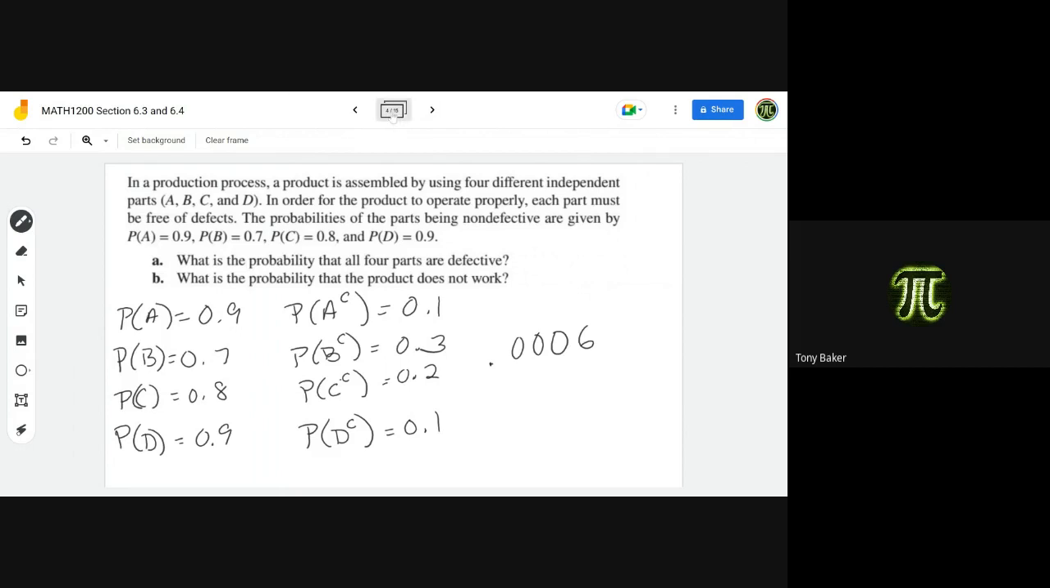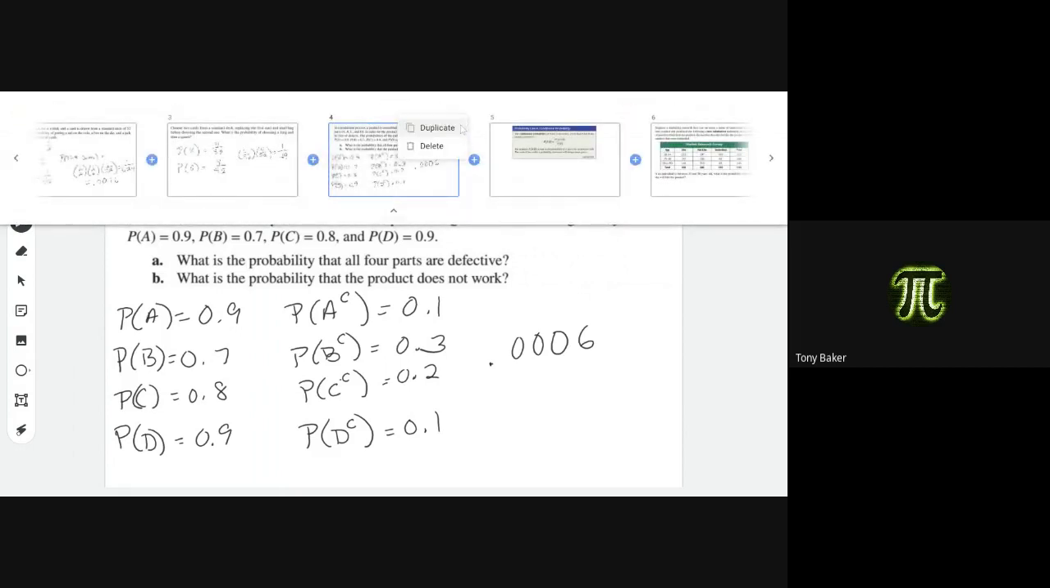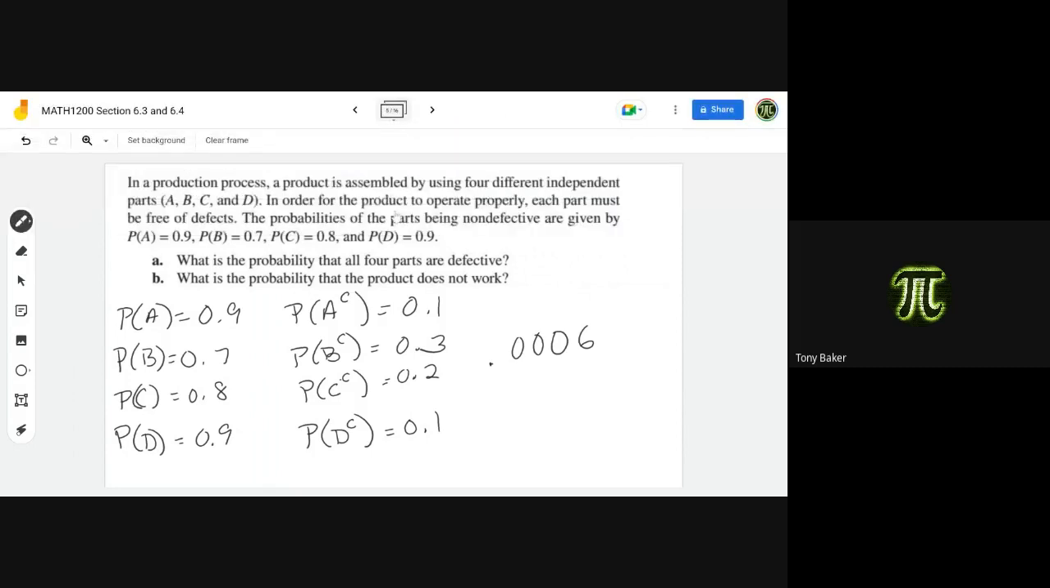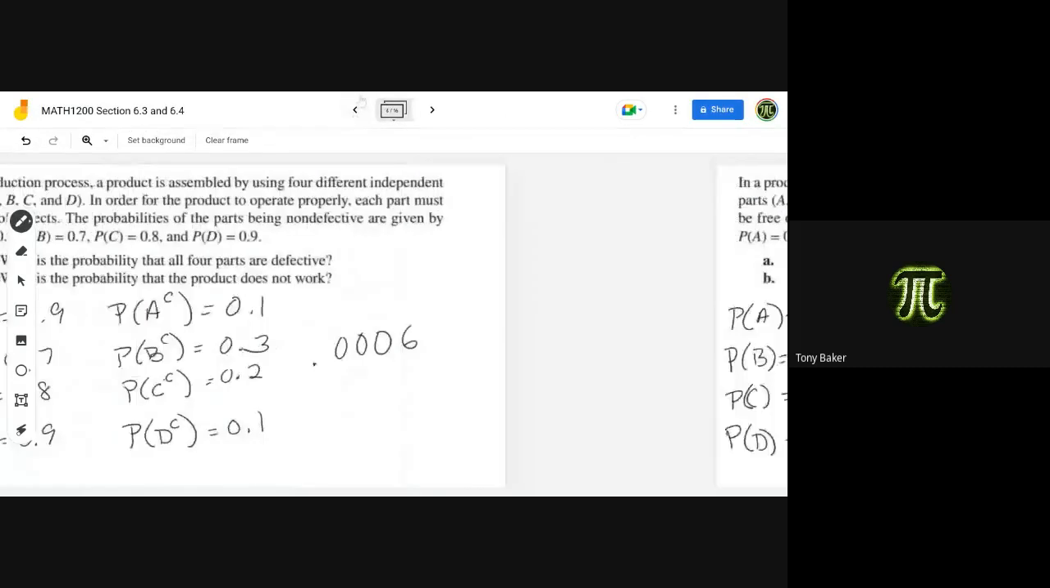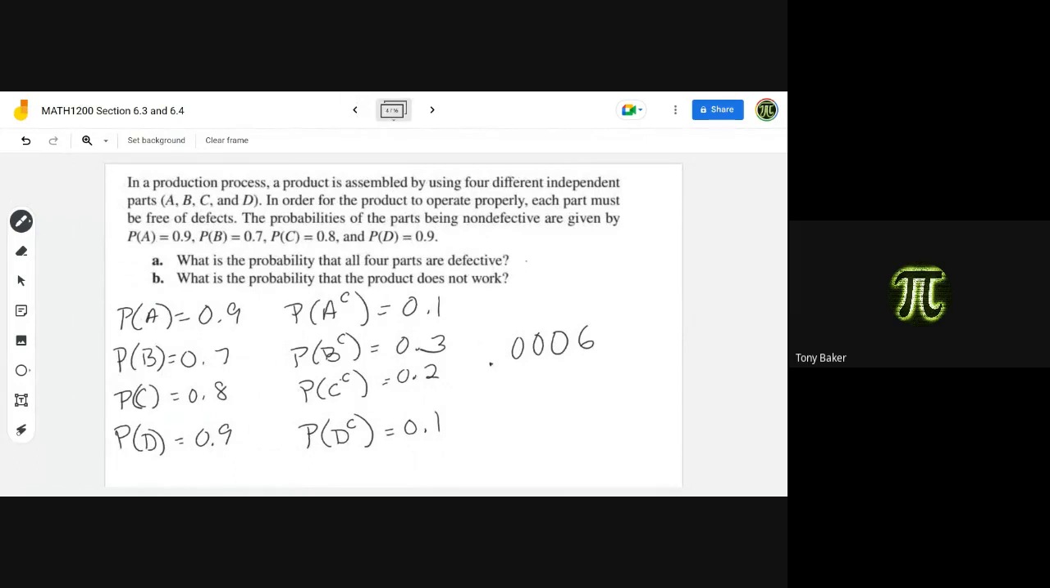Next question. So the 0.0006 is the probability of them all being defective. Yes, that's the A. So 0.0006. No problem. All right. Next question.